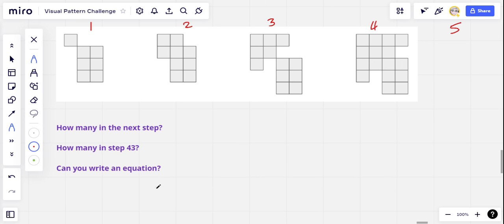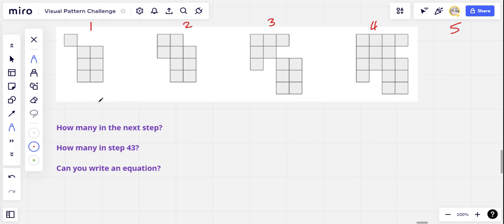And can you write an equation that could be used to predict the number of squares in any step at all? So that's the challenge. If you'd like to accept it, pause the video and see how far you can get. Okay, now this is an odd looking pattern.